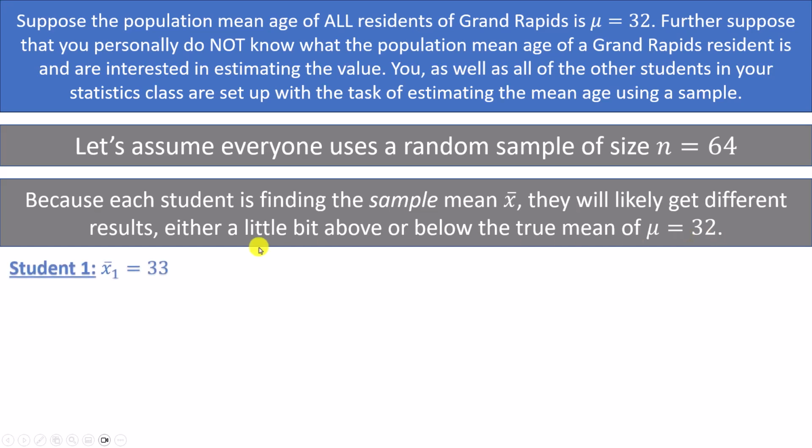So let's say student number 1 goes out there and finds his 64 individuals, adds up all the ages and divides by 64, and they end up getting a value a little bit greater than 32. They get x bar of 33, a sample mean of 33. And student number 2 does the same process.